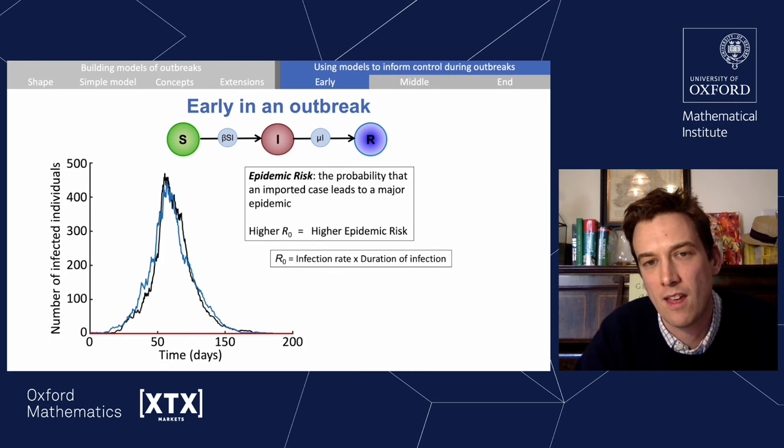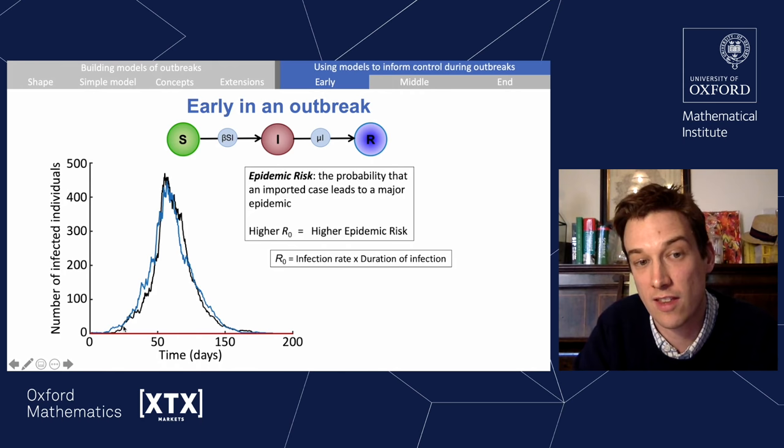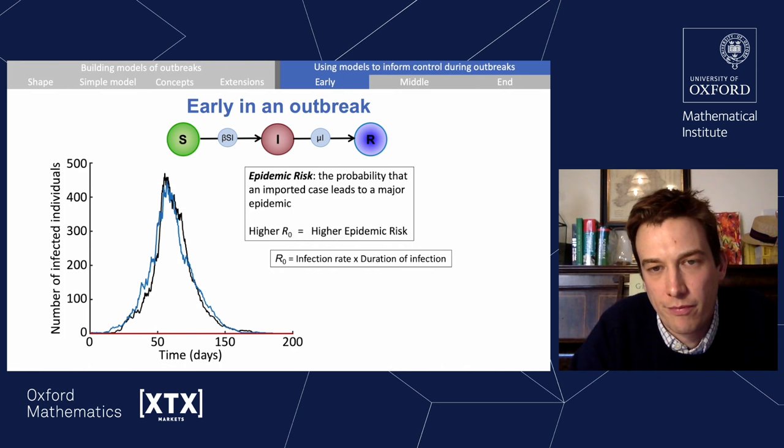And if you have a higher value of the basic reproduction number, like we saw before, that means that the disease is more transmissible. If you have a higher value of the basic reproduction number, then you have a higher epidemic risk. In other words, it's more likely that you're going to go on and see an outbreak that looks like the blue or the black, as opposed to an outbreak that simply fades out like the red. And remember that R0, the basic reproduction number, could be calculated by taking the infection rate and multiplying it by the duration of infection. So if you can reduce R0, then you can reduce the epidemic risk.